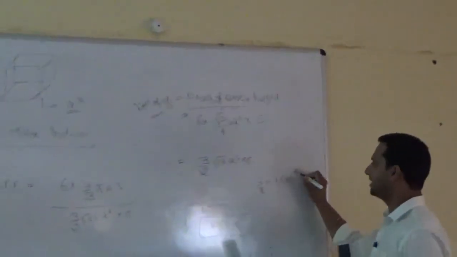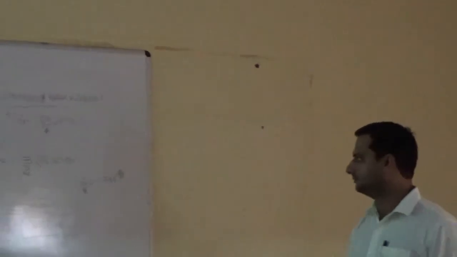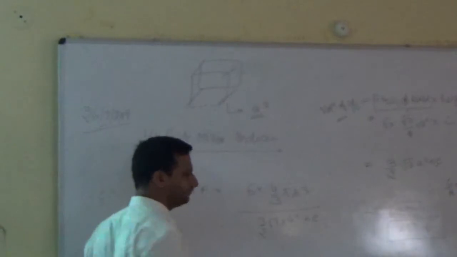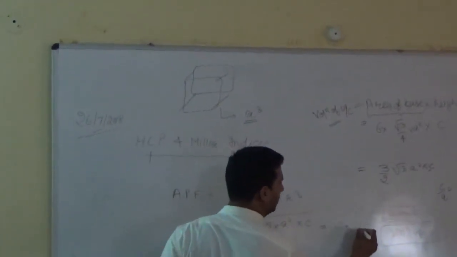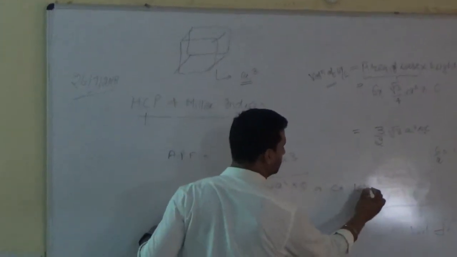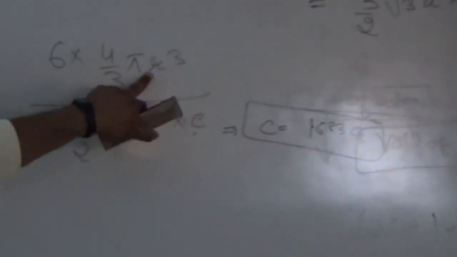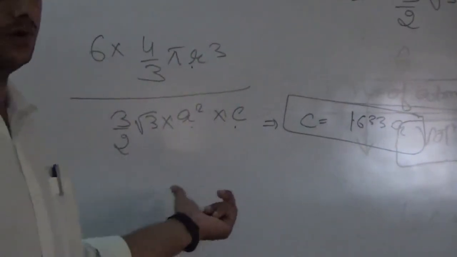1.633. This is a standardized result, which can be taken from a standard reference book. Now there are 3 unknowns, and the relation between C and A is known: C is equal to 1.633 times A. Now we have to find the relation between A and R, so that we can replace A with R or R with A as you like.